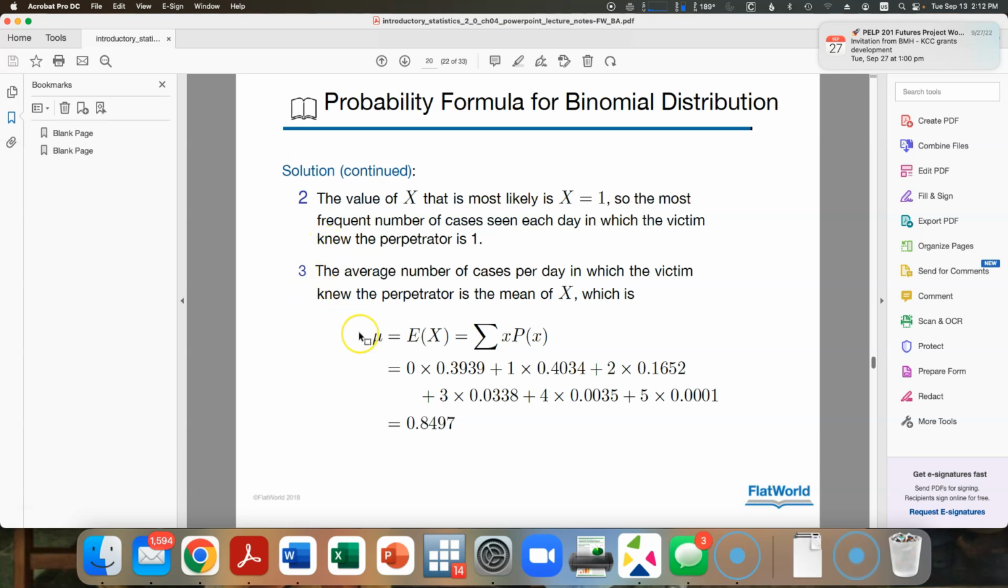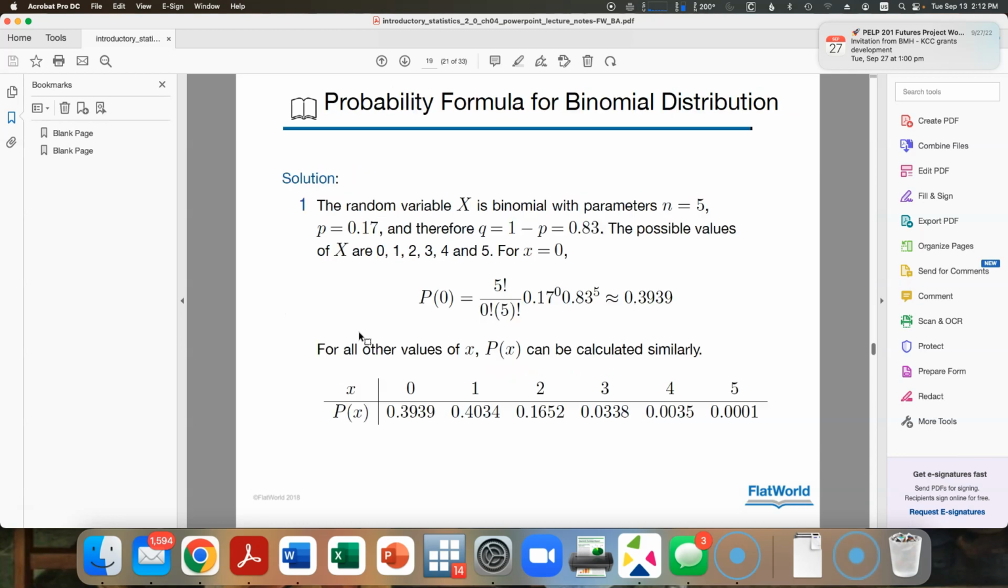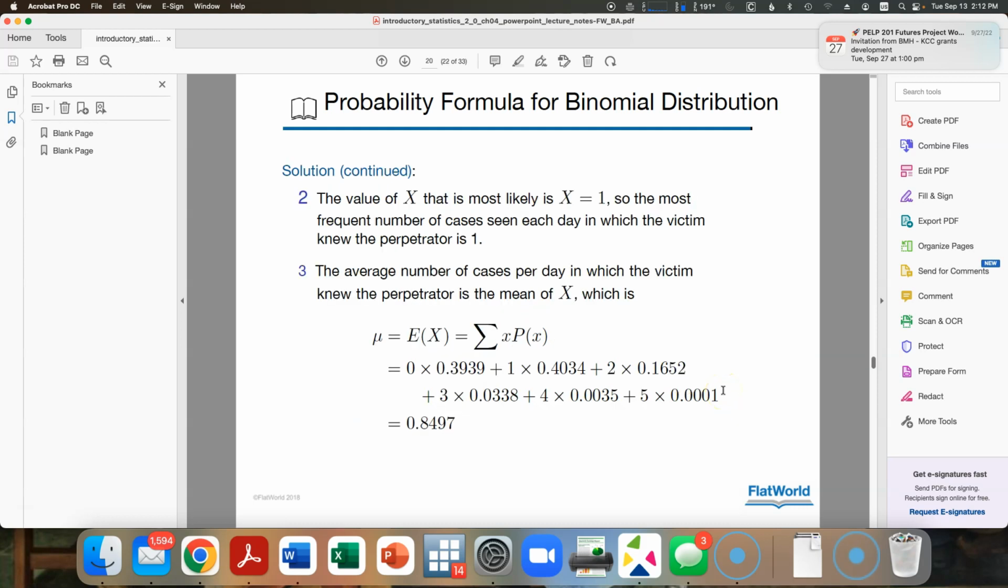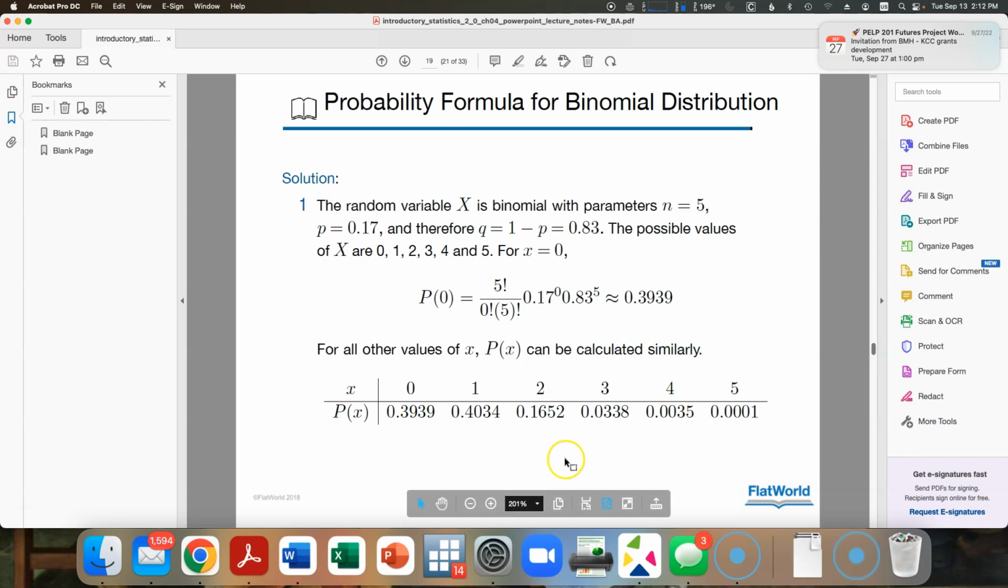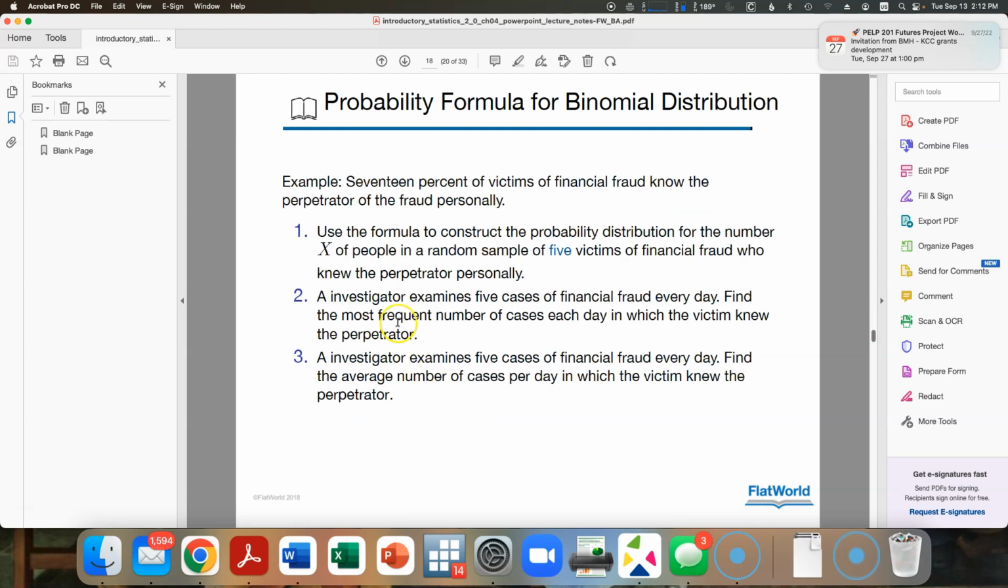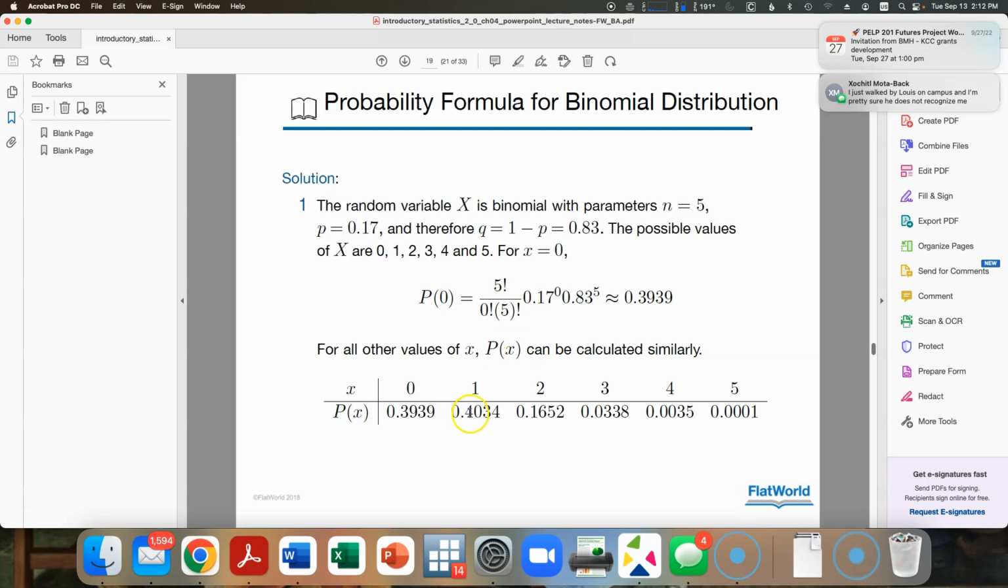So now we know what the probability is of each of these. That a person would find 0 cases, 1 case, 2 cases, 3 cases, 4 cases, 5 cases. And so then we have to know which one is most likely. So then we just have to find the probability that is the highest. This one is the highest probability. So to answer our second question, find the most frequent number of cases each day, that would be the one with the highest probability. So that would be the 1 case here.